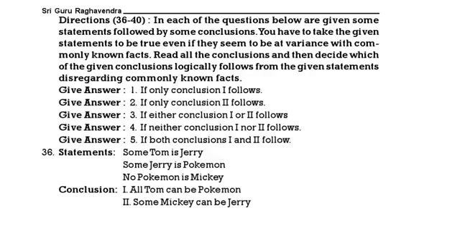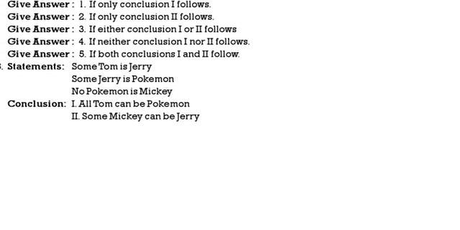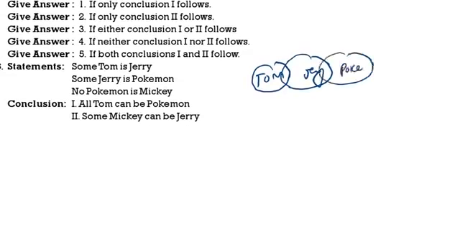Here this is called syllogisms. This we have to solve by using the Venn diagram. See the first question. Some Tom is Jerry. Some Jerry is Pokemon. Then no Pokemon is Mickey.